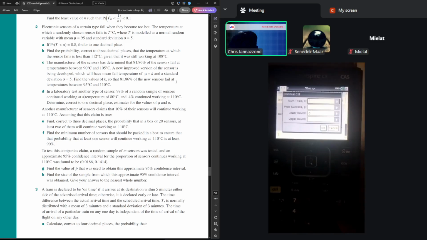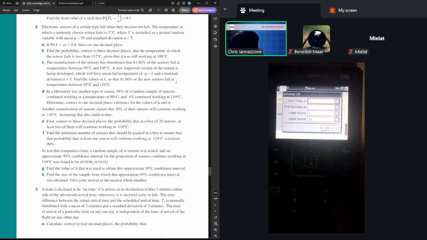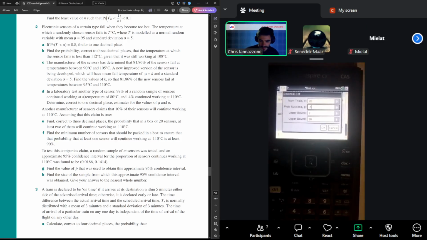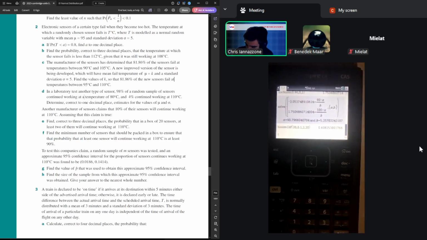It was x greater than or equal to 2, which means 2 to 20. N was 20, and probability of success, 0.1. Again, on the Casio, the things are just going to be slightly differently ordered. It's still the same exact things though. Let me know if you have anything that looks a bit crazier. And that's going to get us our answer. Three decimal places, of course, so just do the rounding there. Yeah, just 0.608.